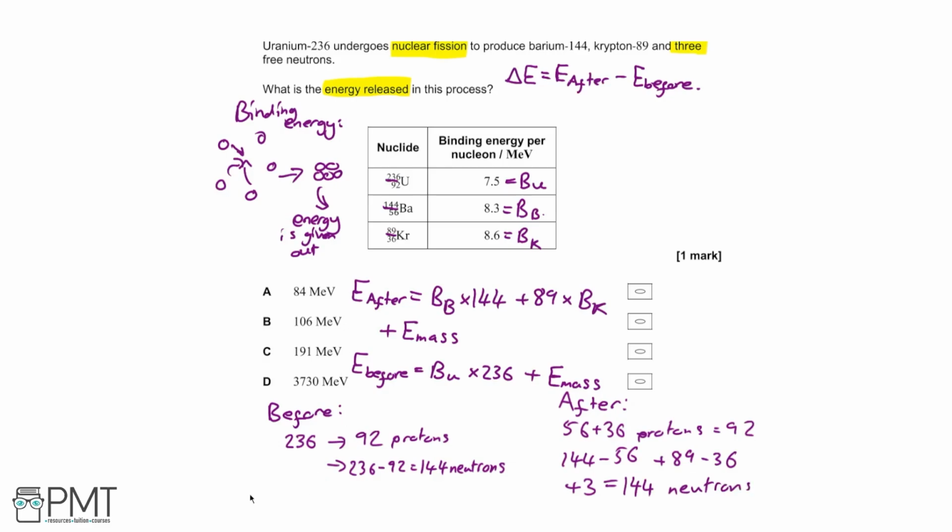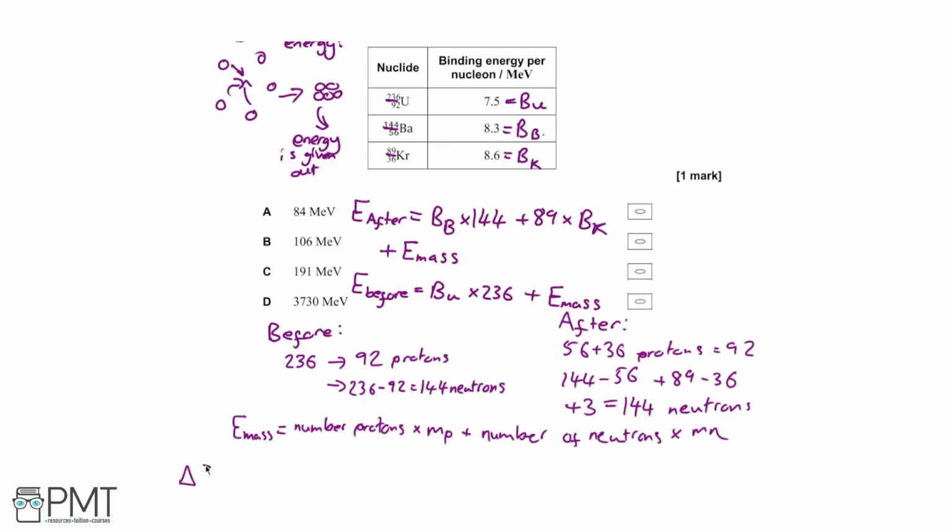So the energy E mass in each case is calculated by the number of protons times the proton mass, M_p, plus the number of neutrons multiplied by the neutron mass, M_n. Therefore, E mass is the same in both situations, before and after.